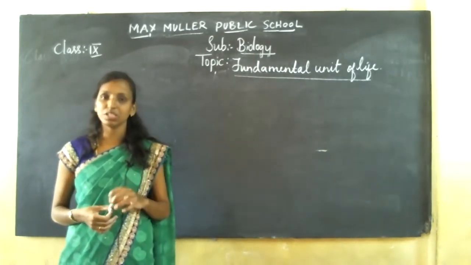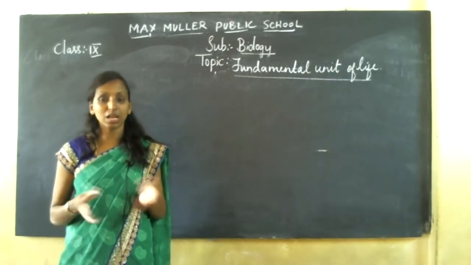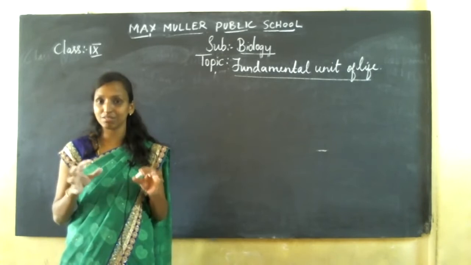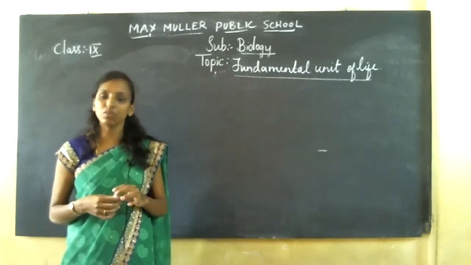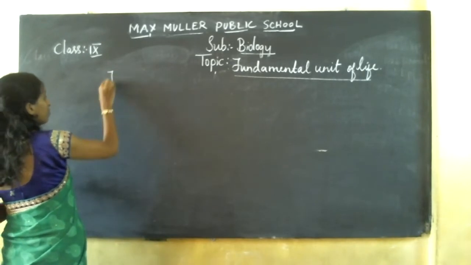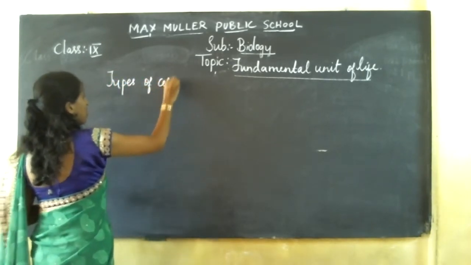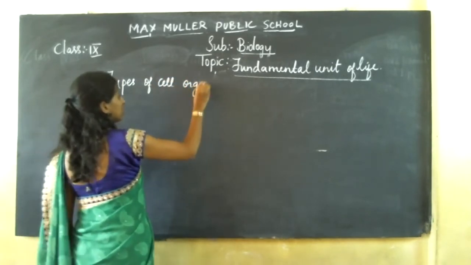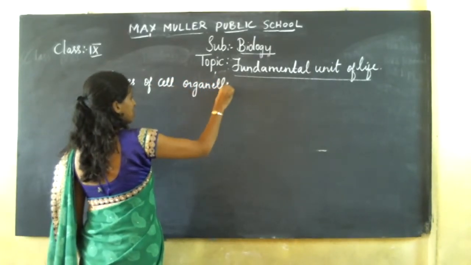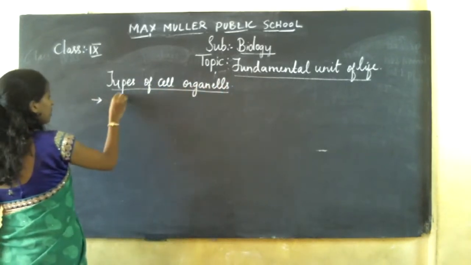In the previous class we were discussing the fundamental unit of life. That means we had discussed the nucleus, cytoplasm, and the cell wall. This is what we have basically discussed about the cell, right? So now we are going to study different types of cell organelles. As I told you, what are the different types of cell organelles which we have.